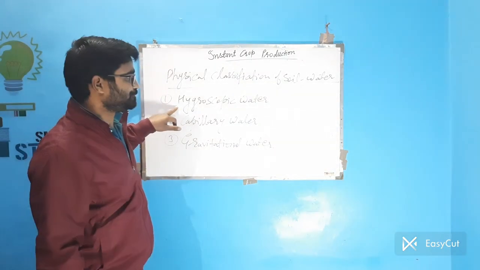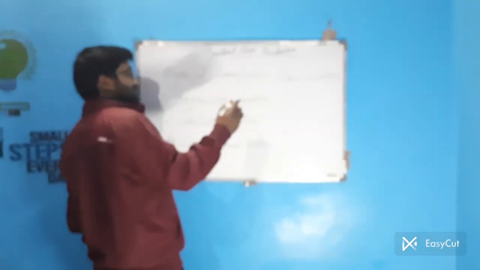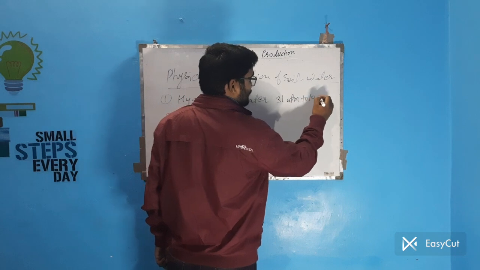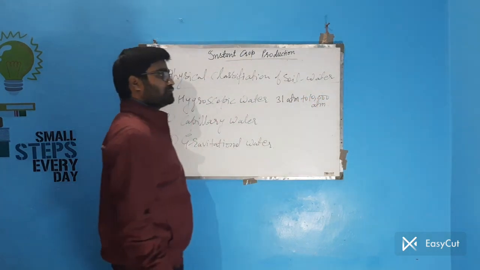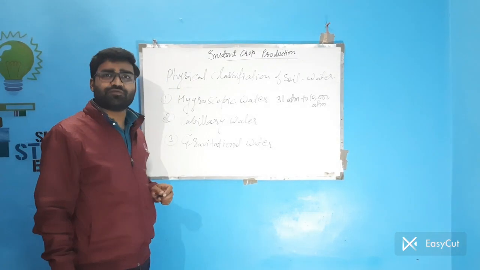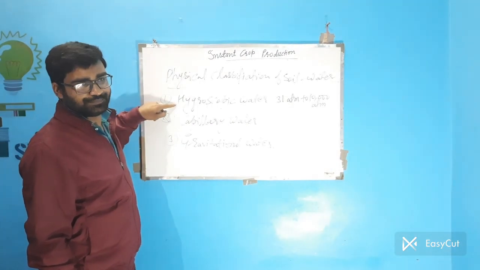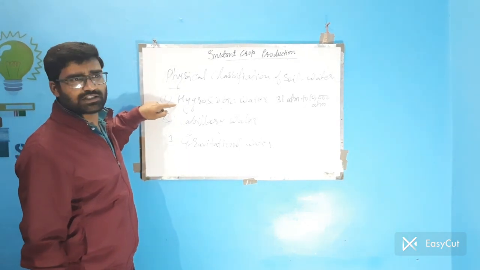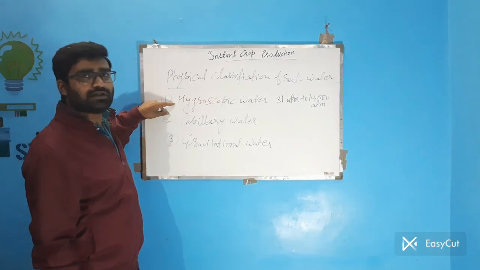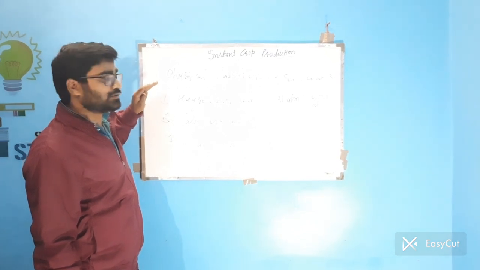First one is hygroscopic water. This hygroscopic water is held at a tension of 31 atm to 10,000 atm. This water, hygroscopic water, is always present in the form of vapor. So this is not actually available for crop production. Why? In the case of a few microorganisms, this water can be useful, but not for crop production. So this is actually a vapor form of water which is not available for plant growth.